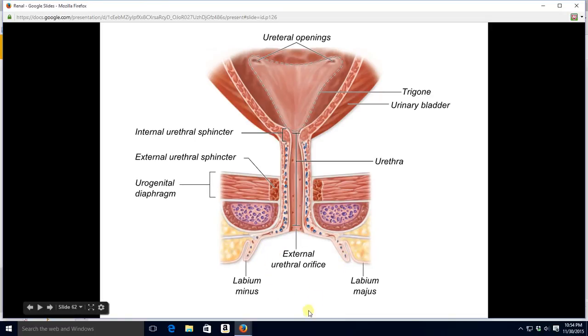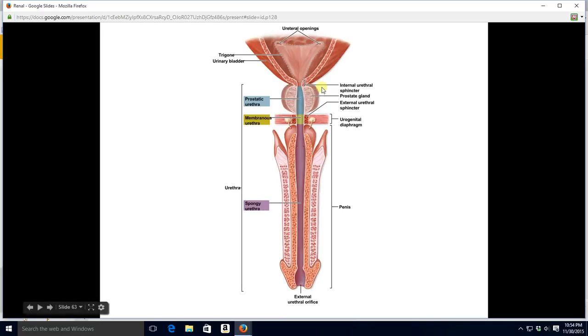Here's the urogenital diaphragm, part of the pelvic diaphragm, and inside it we have the external urethral sphincter, and there, part of the detrusor muscle within the bladder wall itself, is the internal urethral sphincter. Here's the boy version: longer urethra with different sections, prostatic in the prostate gland, membranous within the urogenital diaphragm, and then penile or spongy within the corpus spongiosum of the penis. More about that in the repro lectures.